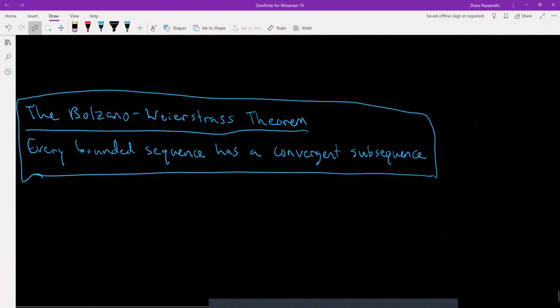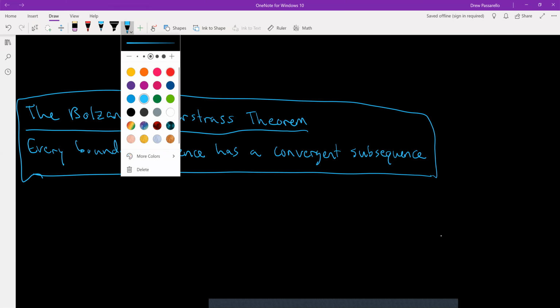Now this leads me to the next thing, the Bolzano-Weierstrass Theorem. Not sure if I'm pronouncing that correctly, so my apologies. But it just says every bounded sequence has a convergent subsequence. And the proof of this is really simple. So, proof.